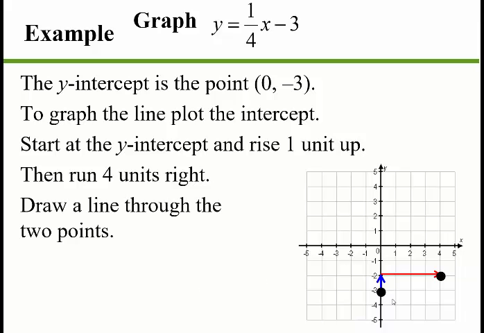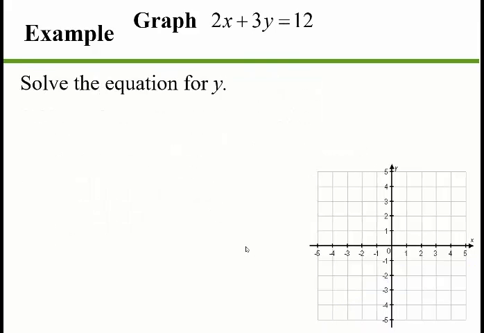So then what I'm going to do now that I have 2 points, because I rose 1, because that's the rise, and then I ran 4 for the slope here on the bottom part, I'm just going to draw a line through those 2 points. That's it. And that's all you have to do to graph the line. So plot the y-intercept, then rise and run to find the next point on the line.